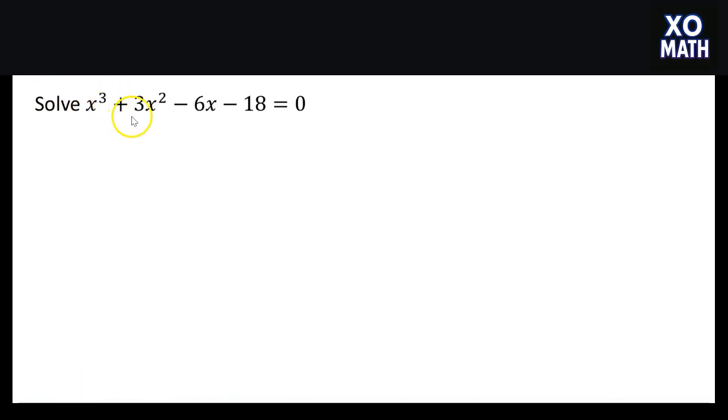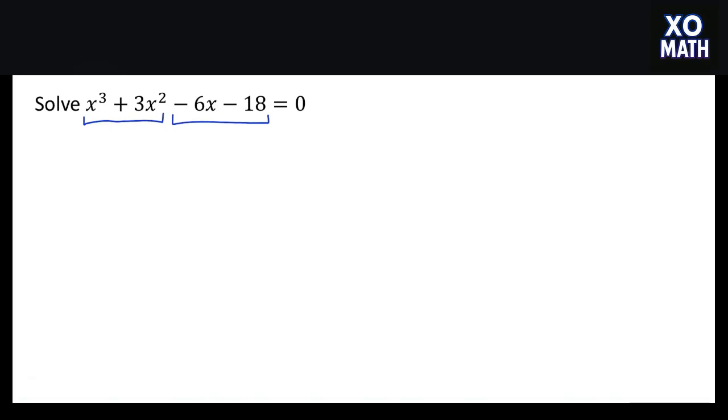Let's solve x cubed plus 3x squared minus 6x minus 18 equals 0. This is a degree 3 polynomial, and it has 4 terms. So the strategy we're going to try is factoring by grouping. We're going to create our 2 groups, and we're going to find the greatest common factor between each group.